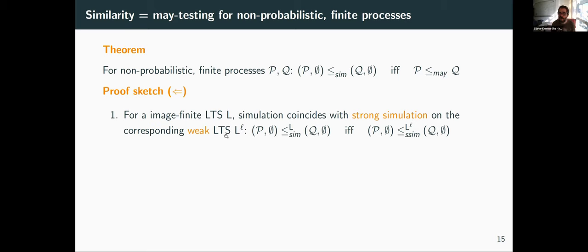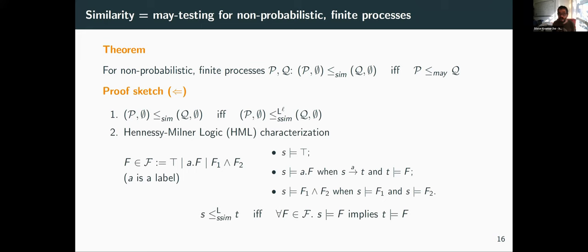And basically what you do is that if you have some internal actions followed by visible actions and some internal actions, you just add a transition which goes directly there. So it's just a standard construction where you say, if previously I had a weak transition, now I will add a corresponding visible transition directly. And what we know, as this is a known result, is that if P is in simulation with Q on the LTS, then I have the strong simulation on this weak LTS. So this is the first step. So I'm moving from simulation to strong simulation.